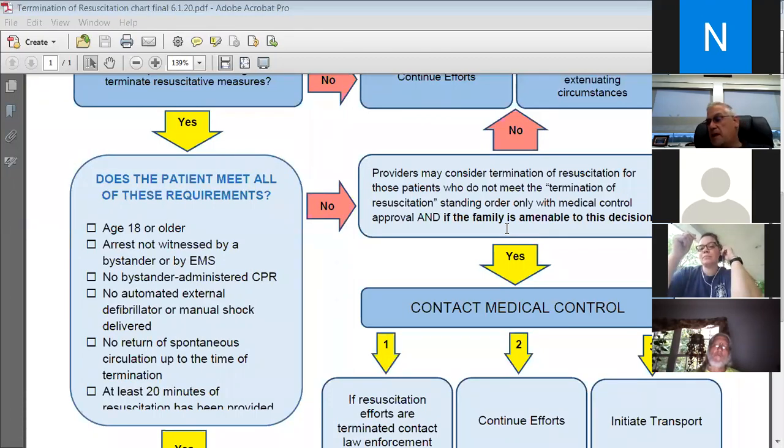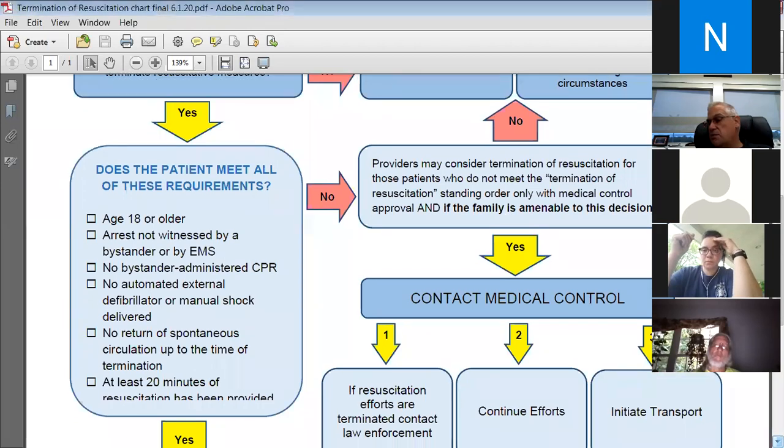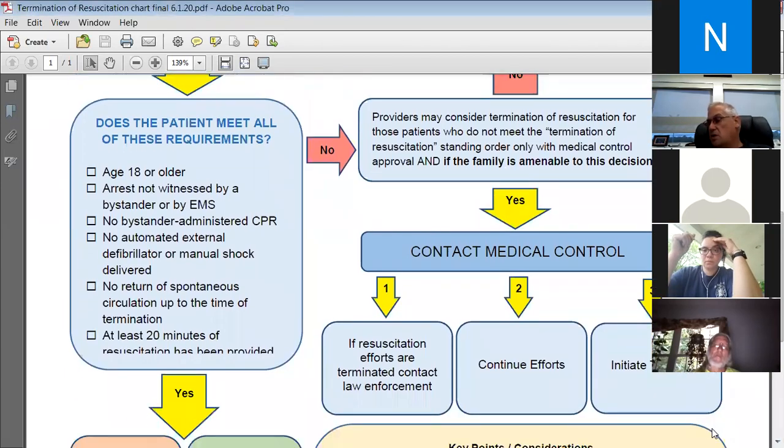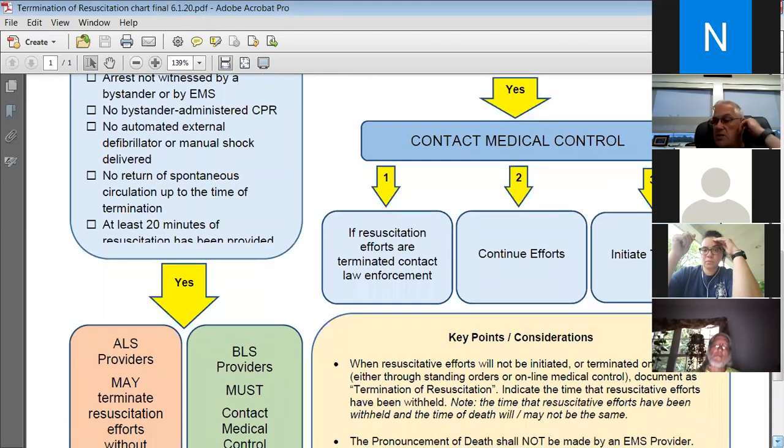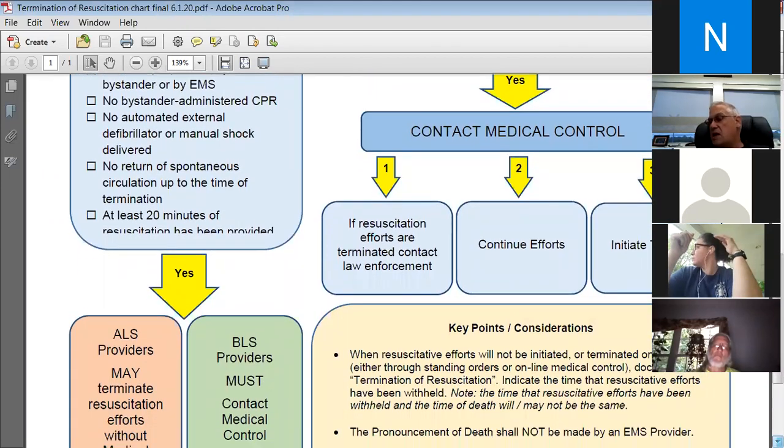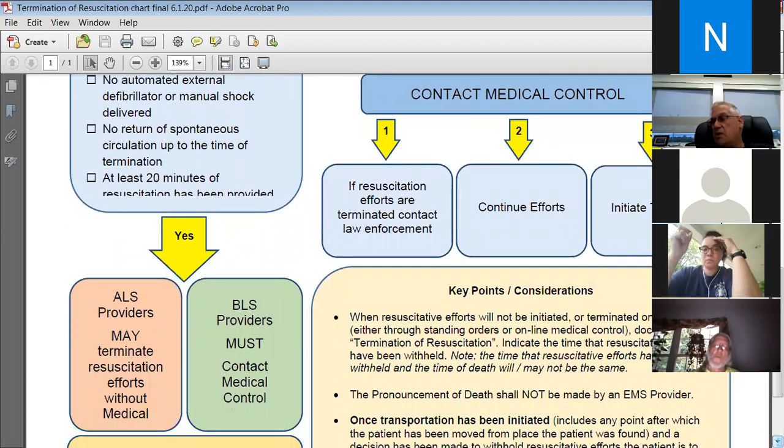Can we? And if that's the case, if medical control gives you permission, okay, then I'm sure in most of your areas the police are there already, but if not, you would call the police. They would then get in contact with the medical examiner's office. But at this point, you're done, right? I would complete a PCR. Those of you who are doing electronic, the issue is that usually the medical examiner is going to want a copy of the PCR, so you'd have to figure out how you're going to get it to them.